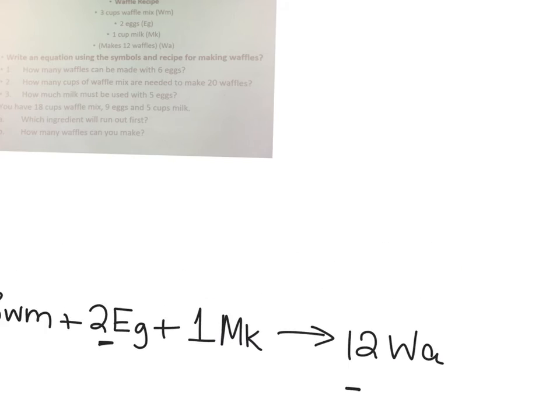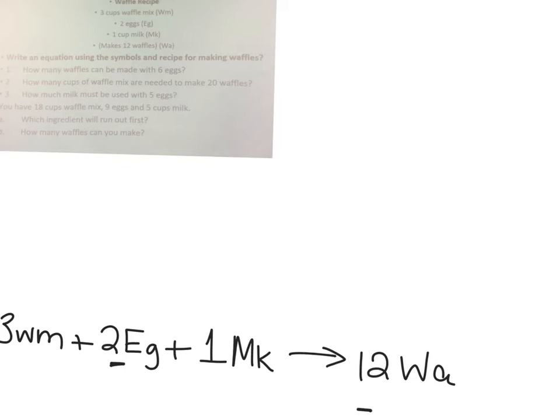Okay. So the next part of the question, we're going to expand. It gave you a specific amount that you have in your house: 18 cups of waffle mix, 9 eggs and 5 cups of milk. And you want to try to make as many waffles as you possibly can. So you are going crazy with the waffles, right? It says, if you're making them in batches of 12 waffles each, which ingredient ran out first? What did you guys say? I put eggs. How did we figure that out? It's the least.